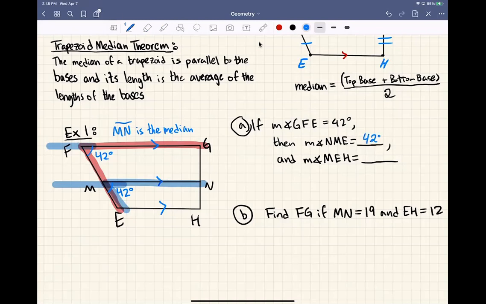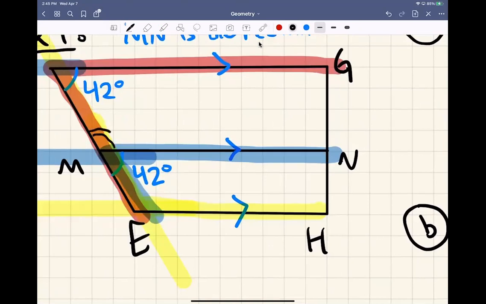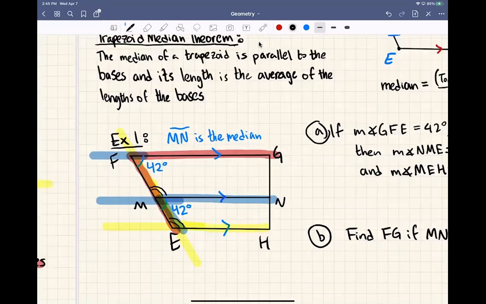Now it's asking us to find angle MEH. You're probably wondering, how do we find angle MEH? Well, if you continue this line here, and we look at these two lines as parallel lines, we know that this angle here is going to be congruent to this angle here, once again because they're corresponding angles.